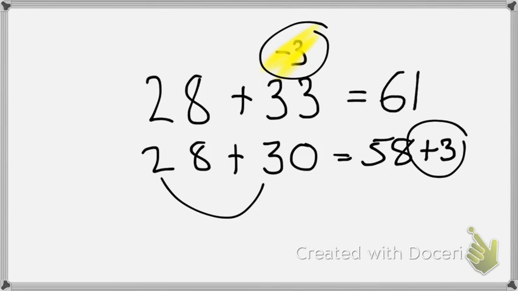Sometimes it's called tidy numbers, and sometimes it's called compensation using tidy numbers, but it's all the same thing. We round one number to a nice tidy number. Okay, let's do some examples here.